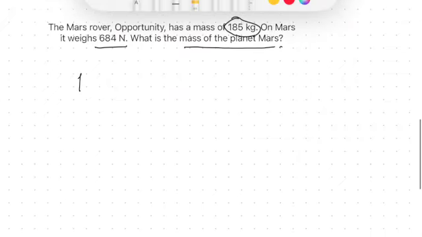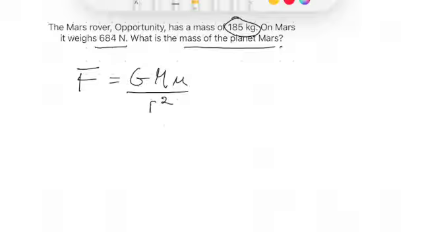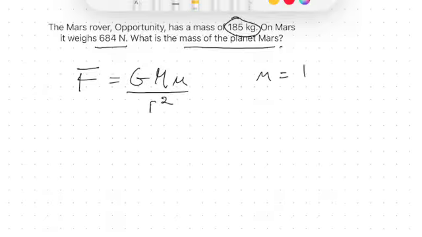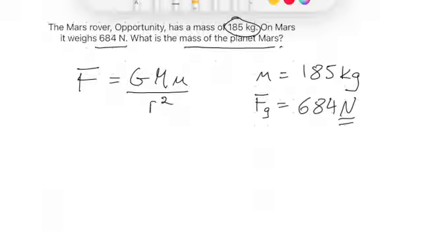So we begin by writing our formula. F equals G big M little m over R squared. Okay, so little m is 185 kilograms. That's the mass of the rover. The force is the 684 newtons. In physics, the weight is a force. So something in newtons is what it weighs. So that's the force of gravity. Really, it's the attraction force between that rover and the whole planet.